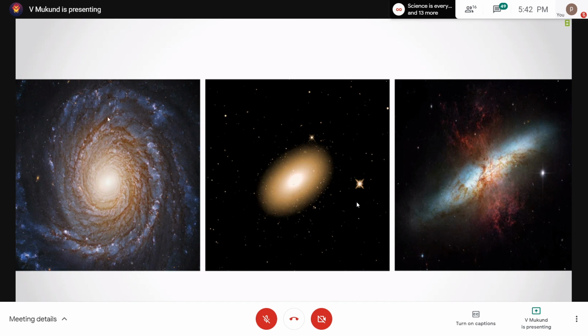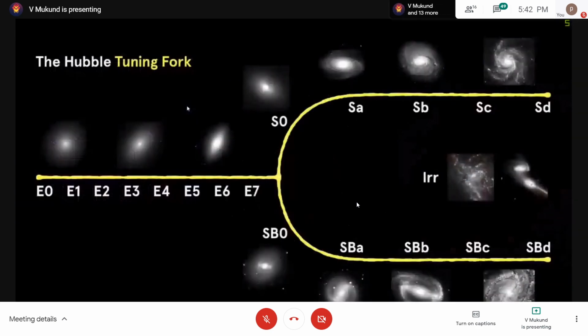Based on the features of the galaxy, Edwin Hubble classified them into various parts using the Hubble tuning fork system. Here to the left we can see all the elliptical galaxies, on the top the spiral galaxies, then the spiral barred galaxies, and here the irregular galaxies. The S0 and the SB0 are galaxies whose shape is neither an elliptical galaxy nor a spiral galaxy.